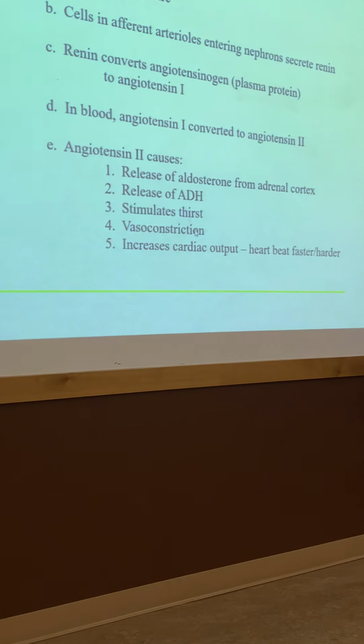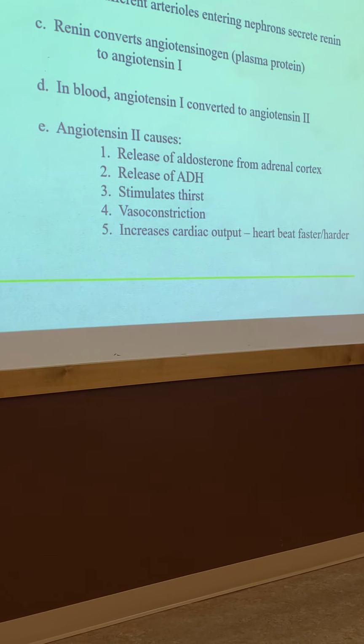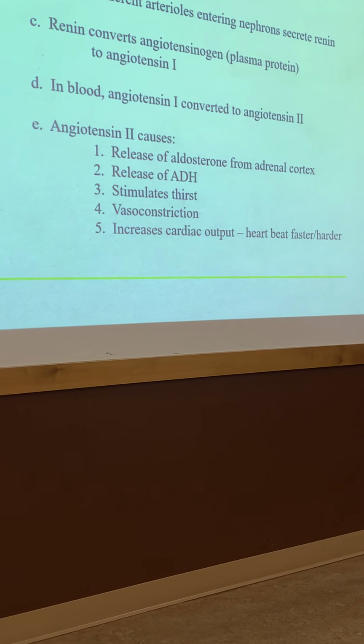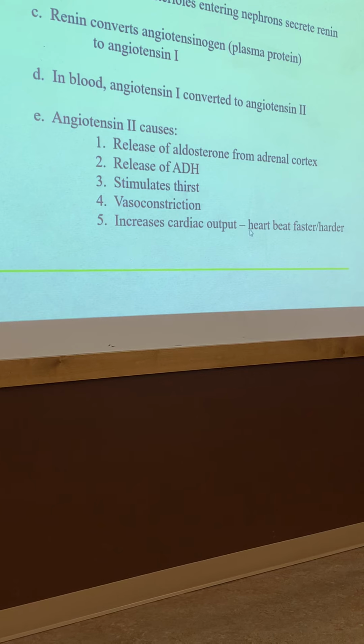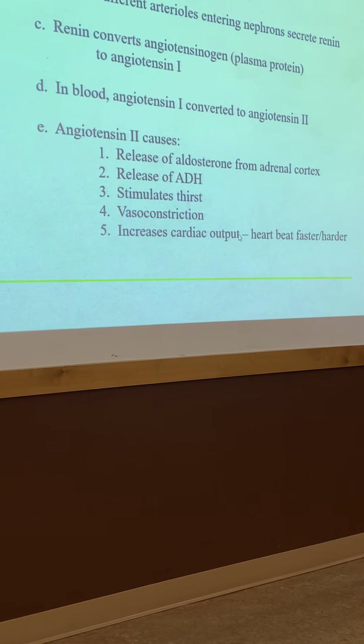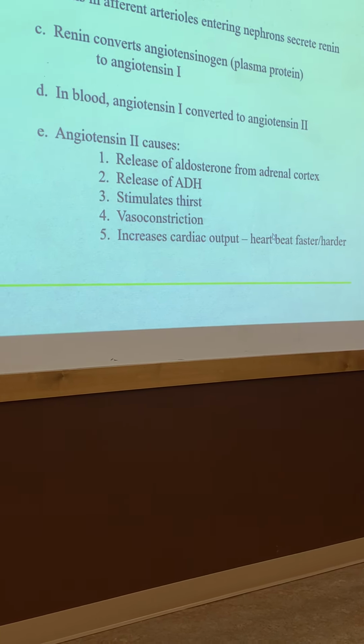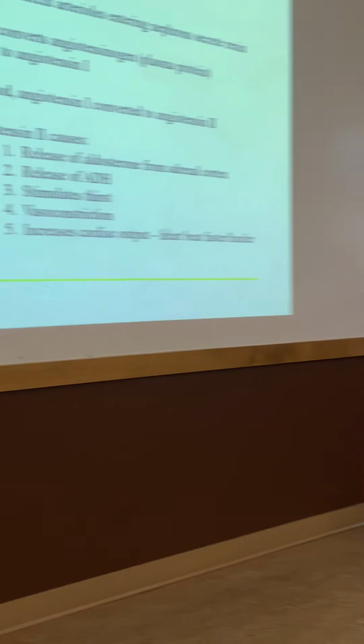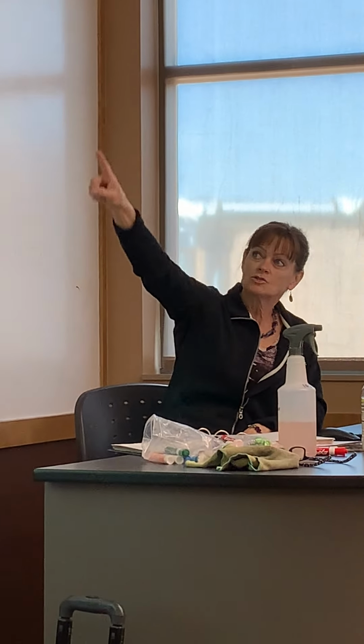Angiotensin 2 also works at the level of the blood vessels and causes vasoconstriction. What does that do to your blood pressure? Increases it. Angiotensin 2 also goes to the heart and makes you have increased cardiac output. Makes your heart beat faster and harder. What does that do to your blood pressure? So the renin-angiotensin-aldosterone pathway raises blood pressure, and it's all because little tiny cells in the afferent arteriole detected low blood pressure and released a hormone called renin.